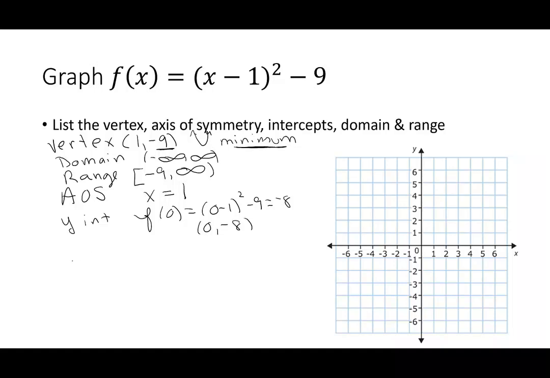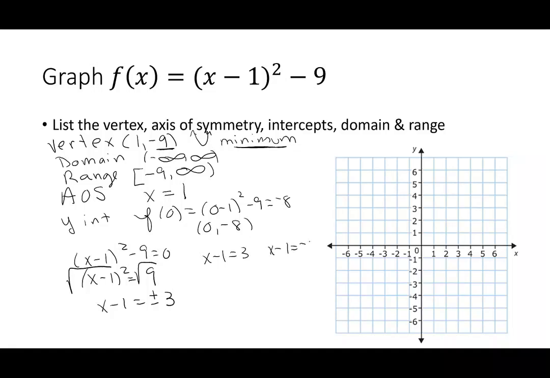And then my x-intercepts. I get that from setting the whole function x minus 1 squared minus 9 equal to 0. This says x minus 1 squared is 9. We're going to take the square root. Super important, when you take the square root, x minus 1 is going to be positive or negative 3. I'm going to separate that into x minus 1 is positive 3, x minus 1 is negative 3. This says x is 4. This says x is negative 2. So I have (4, 0) and (negative 2, 0).